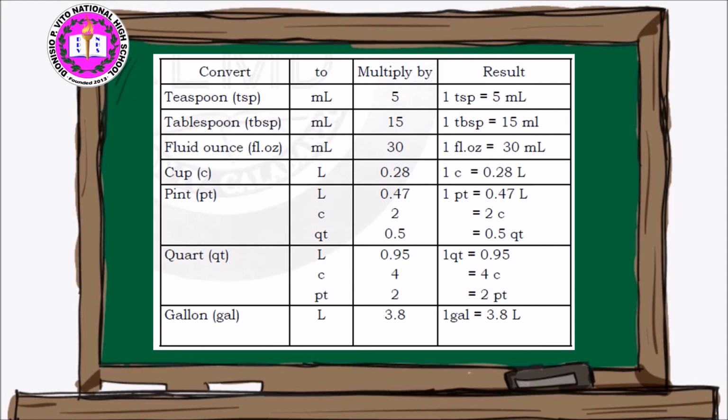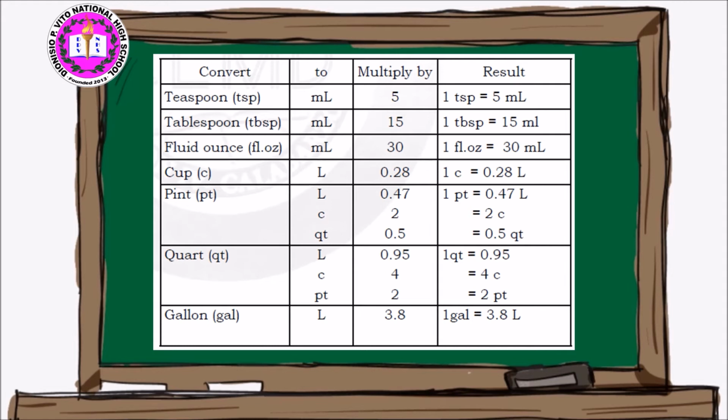If you're going to convert cup to liter, we're going to multiply by 0.28. Therefore, 1 cup is equal to 0.28 liter. If we're going to convert pint to liter, we're going to multiply by 0.47. Therefore, 1 pint is equal to 0.47 liter. And if we're going to convert pint to cup, we're going to multiply by 2. Therefore, 1 pint is equal to 2 cup. And if we're going to convert pint to quart, we're going to multiply by 0.5. Therefore, 1 pint is equal to 0.5 quart.